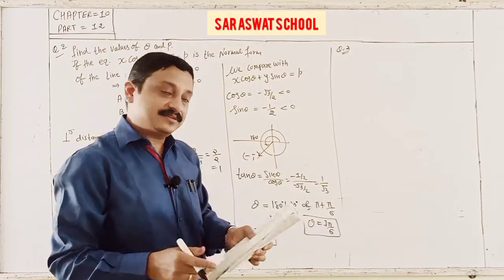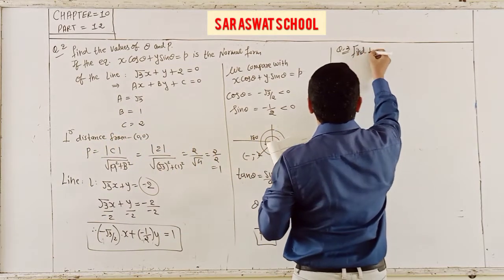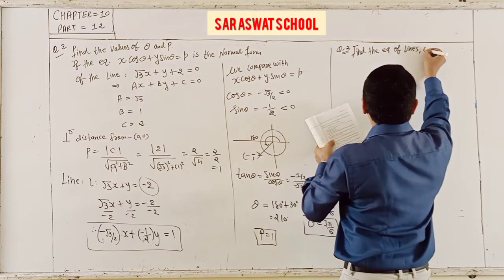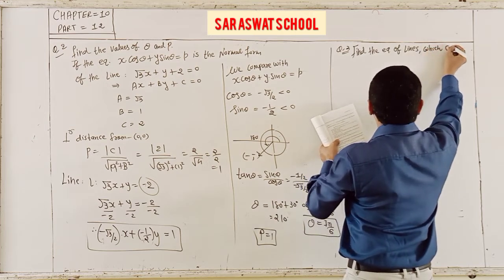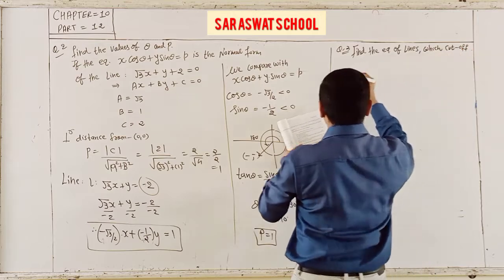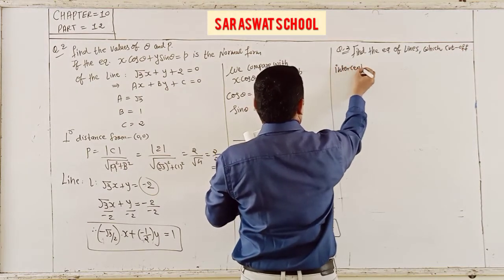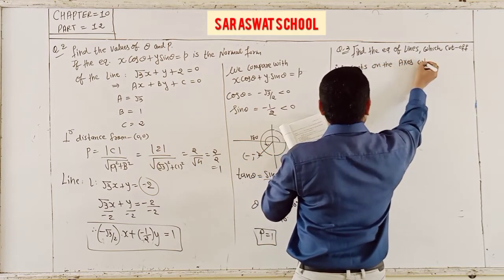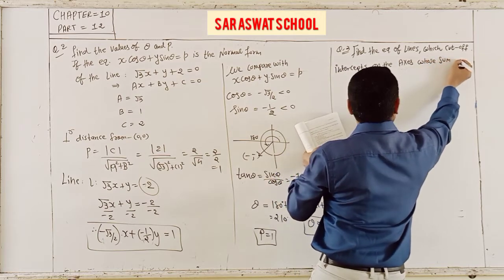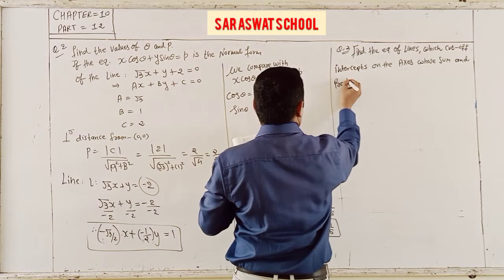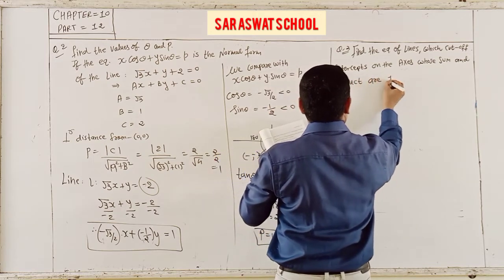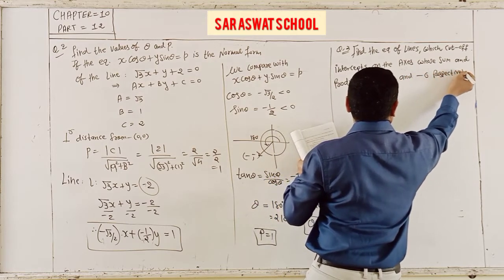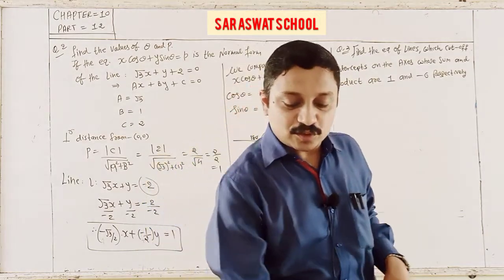Find the equation of line. Yes, lines given which cut off intercepts on the axis whose sum and product are 1 and minus 6 respectively. Students, cut off the intercepts on the axis.